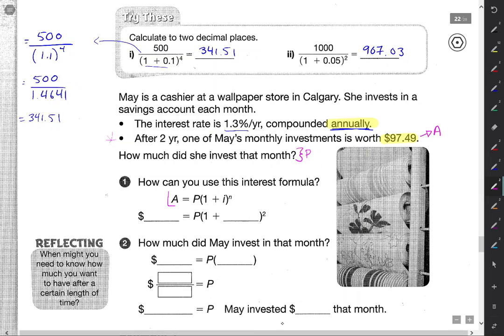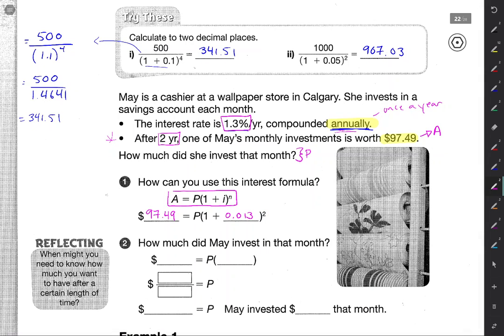So we're going to take the formula we have and we're going to plug in the information that we know. So we know that A is $97.49. We don't know what P is, but we know that interest rate, that lowercase i, is 0.013 because that's the 1.3% per year interest rate. And then the amount of times it's compounded, well, it's compounded annually, so once a year. And we know it goes for 2 years. So we know in total, we're going to compound it 2 times, twice.